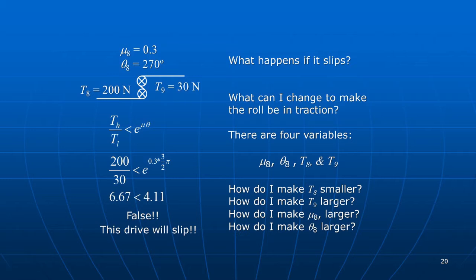So you could increase the coefficient of friction by buying a more exotic coating for the roller. You could increase the wrap angle by changing the orientation of the rolls. With an SRAP, you can easily get about 360 degrees, or if you even nest them a little bit, you might get up to 540 degrees. You can lower T8 or you can increase T9. And so how you solve it depends on your situation.